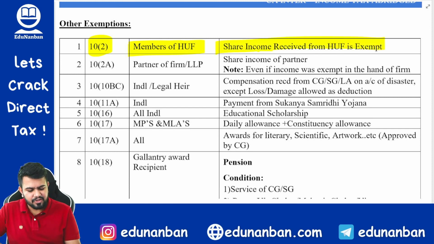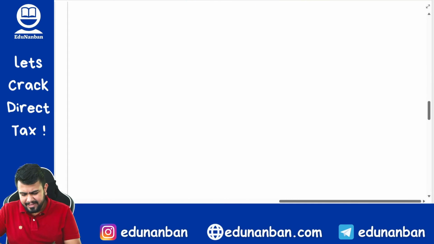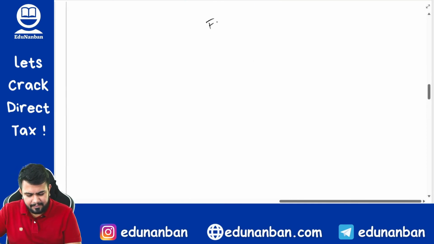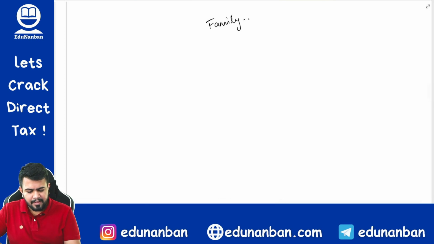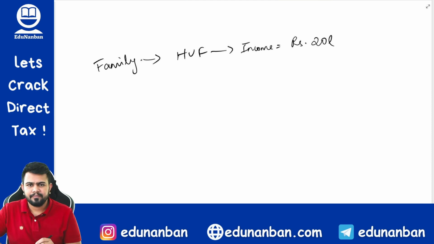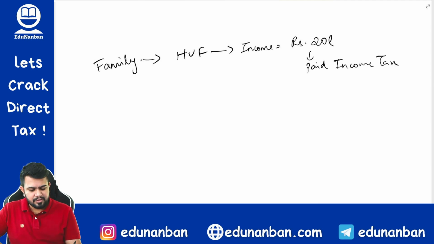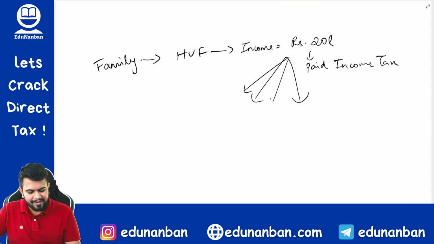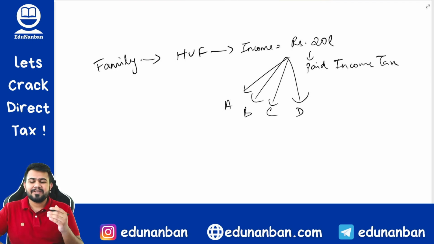Share income received from HUF is exempt. Very simple, Kanna. For example, there is a family, and the family is having a HUF. Now the HUF has earned an income of rupees 20 lakhs. After earning the income of 20 lakhs, it has paid the income tax. Now this 20 lakhs is distributed among the family members. Let's say the family members are A, B, C and D. So the family members have received the income from the HUF, their own share. This is called share income.